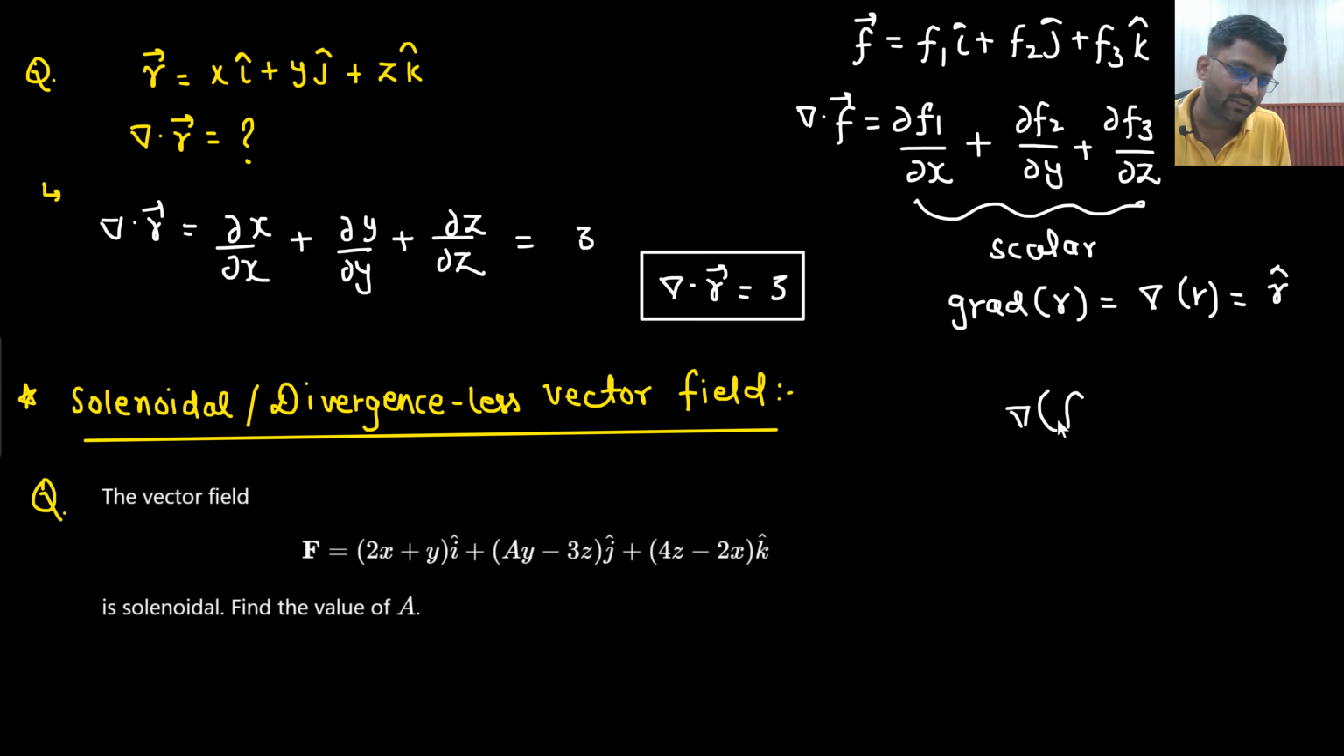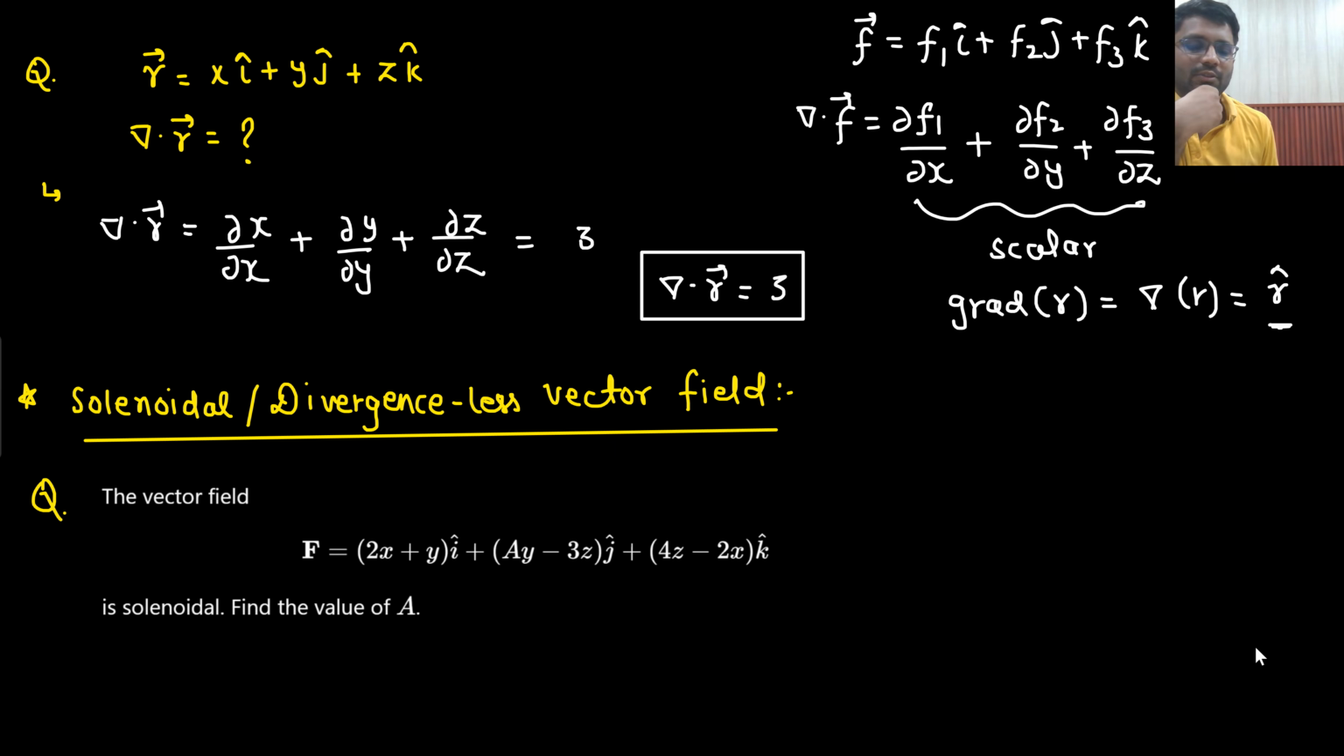I hope you remember it. In the last lecture we have seen the gradient of f(R). First you differentiate f(R) with respect to R, then put the direction R cap. So similarly, first I will differentiate R with respect to R, the answer will be 1, and then I will put the R cap direction. So the answer will be R cap only. Here the answer would have been f dash R cap. So two things we have seen: divergence of R is 3, and gradient of R is R cap. We will see the curl of R as well.